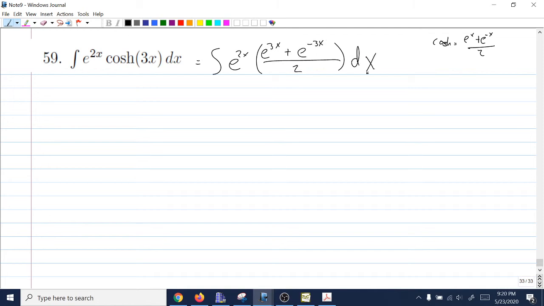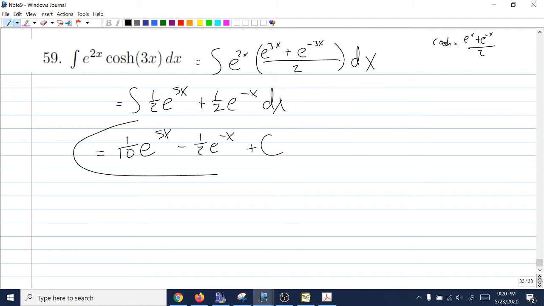Yeah, you distribute this in. This is just e to the x's. This is a half e^(5x) plus a half e^(-x). Yeah, this seems easier. This is a 10th e^(5x) minus a half e^(-x) plus a constant. Man, yeah, okay. You don't need to use parts on this.